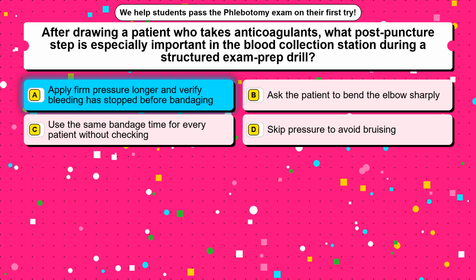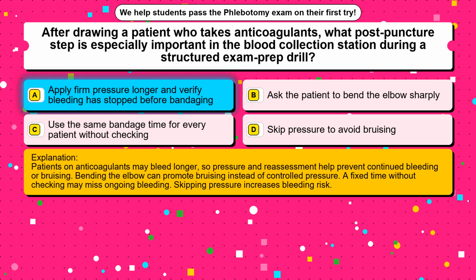The correct answer is option A. Apply firm pressure longer and verify bleeding has stopped before bandaging. Patients on anticoagulants may bleed longer, so pressure and reassessment help prevent continued bleeding or bruising. Bending the elbow can promote bruising instead of controlled pressure. A fixed time without checking may miss ongoing bleeding. Skipping pressure increases bleeding risk.